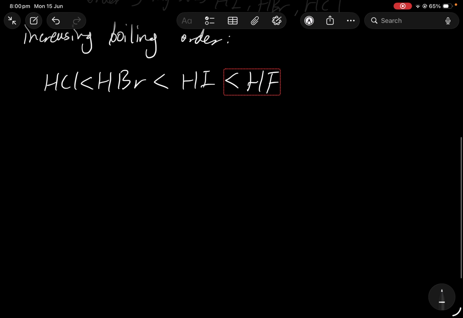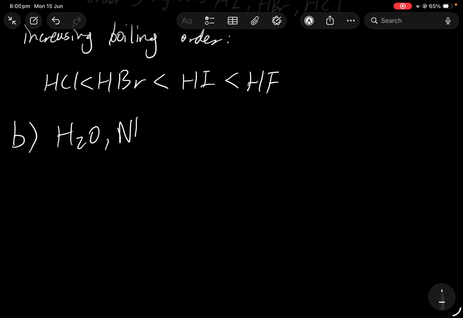And then we do part B of this question, and that asks us to put H2O, NH3, O2, and CH3Cl in order. Okay, so first let's check our three different types of intermolecular forces.